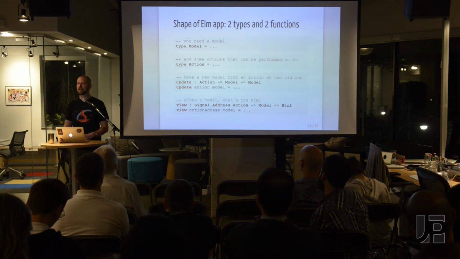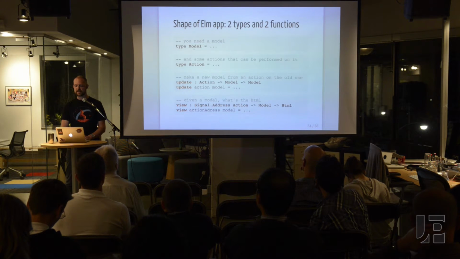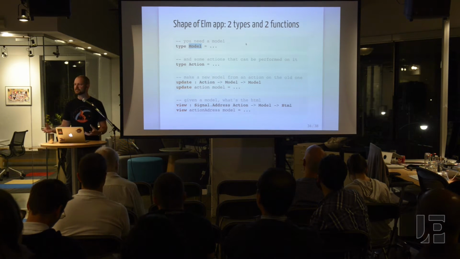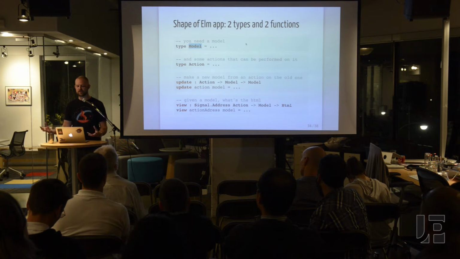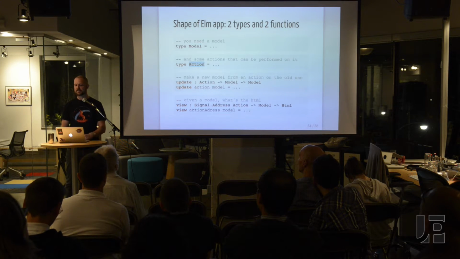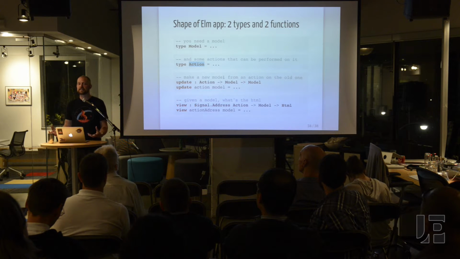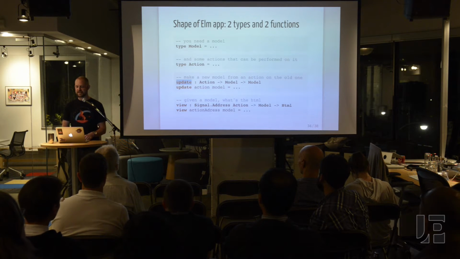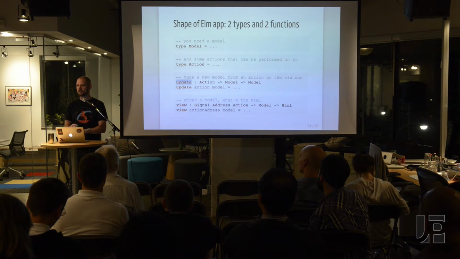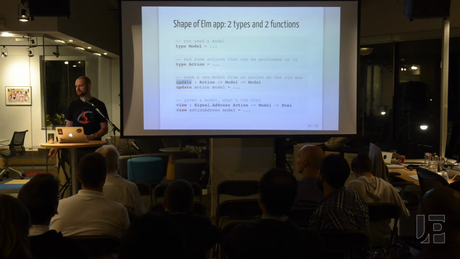So if you want to write an Elm application, and we're going to look at a very simple one, you basically need to declare two types and two functions. You need to say what your model is. Just declare some type for your model. Is it a list of stuff? Is it one of those more complex objects? Is it just a number? What is your model? You need to declare an action type, some actions that are legal to apply to the model. And then here's the interesting stuff. You need to write an update function, which says, if you give me an action and a model, I'll tell you what the new model looks like.